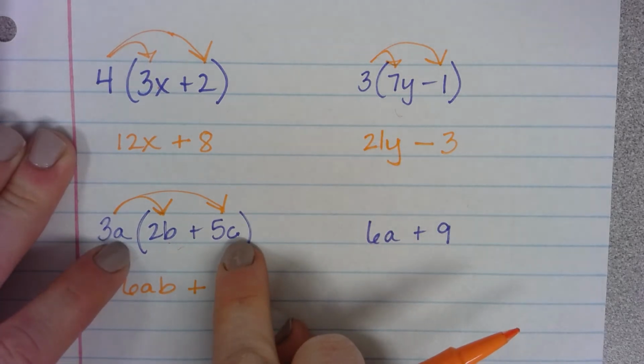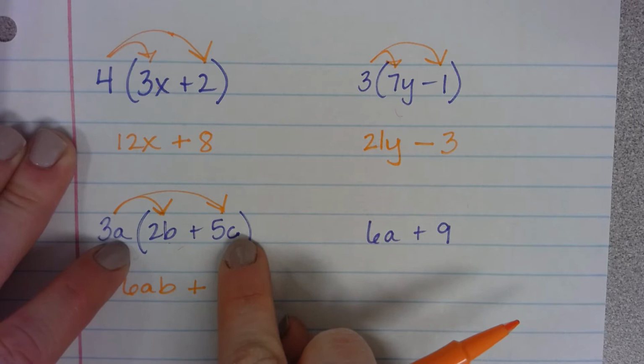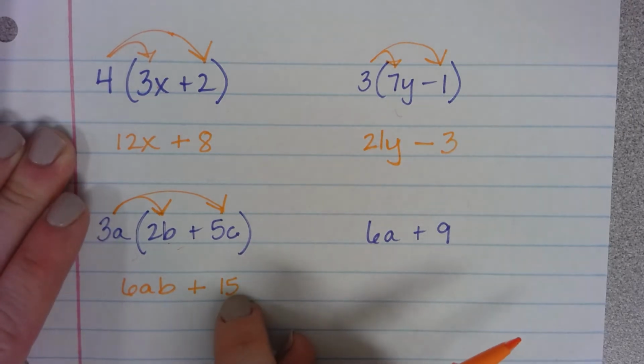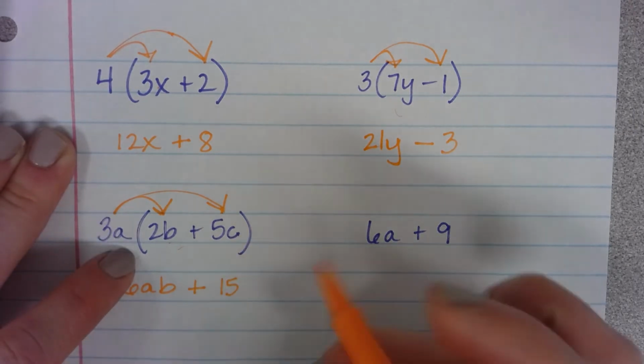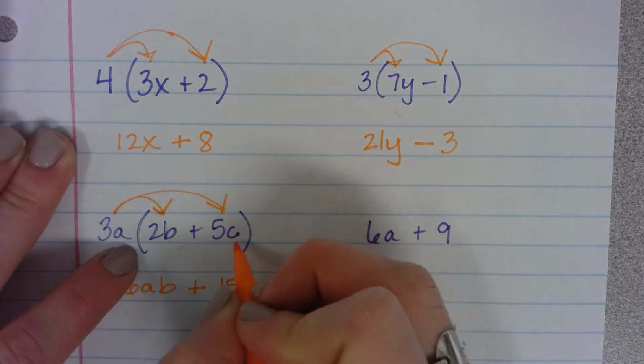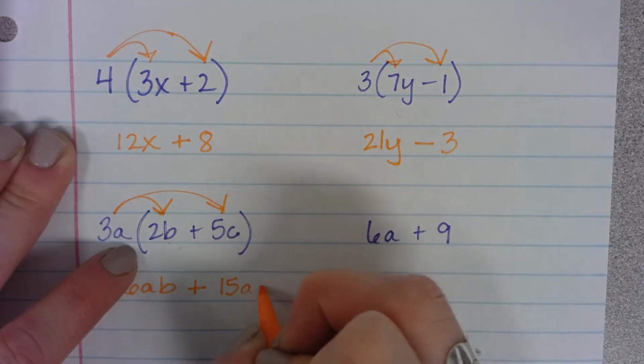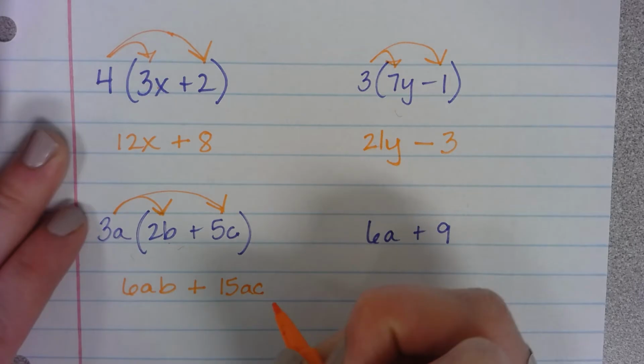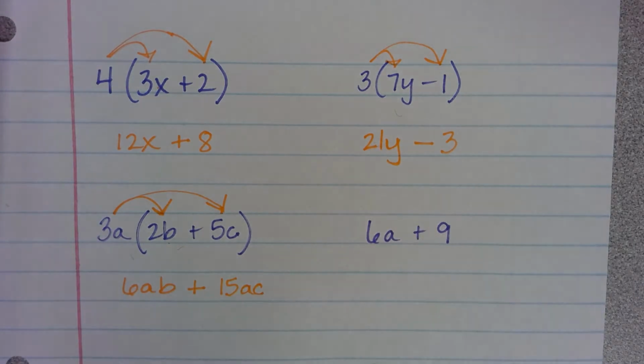And if I did, I would be able to multiply those guys together to get one value here, but I don't know what they are. So I have to multiply them together, but I have to show that I'm going to multiply them together without knowing what they are. So it ends up becoming 15ac.